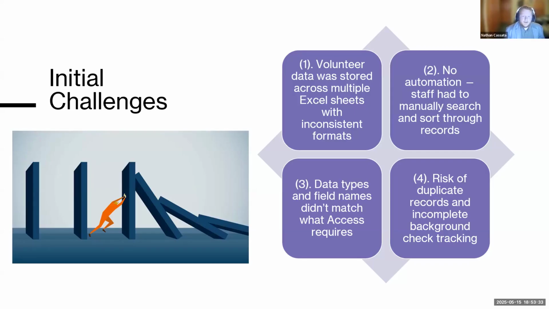Number 3, the data types and field names didn't match with what Access requires. So basically, it wasn't compatible to what we were trying to transfer from Excel to Access, and we had to change that most of the time. Number 4, risk for duplicate records or incomplete background check tracking. So if we were to insert any new data, we don't want to duplicate anything because there's no 2 volunteers of the same name or anything like that.